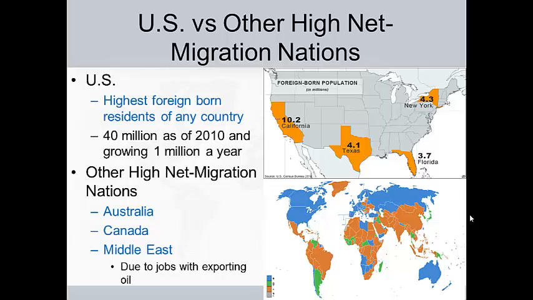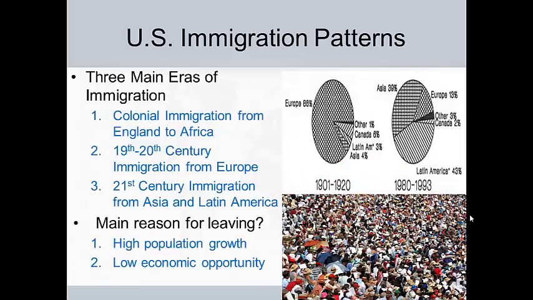It's crazy. Other countries that have high net migrations are as follows: Australia, Canada, and the Middle East. If you look at the map to the right here, you'll see that the blue countries have a positive net migration. And if you remember what we talked about from last video, a positive net migration means there are more immigrants coming into the country than leaving that country. So they're gaining more and more people. This map relates right back to what I just said regarding nations with high net migration.